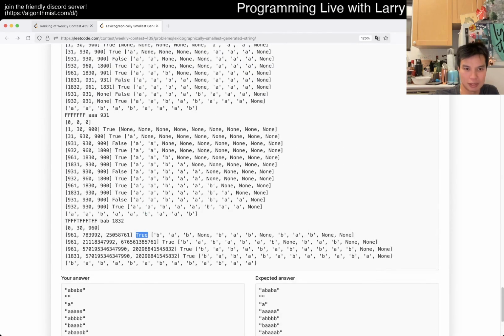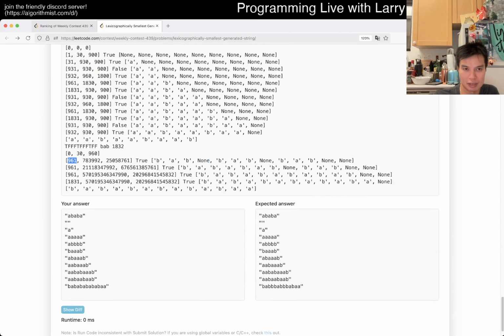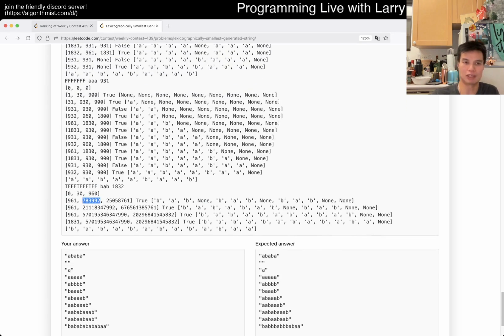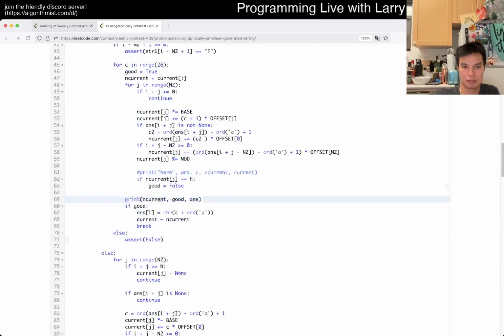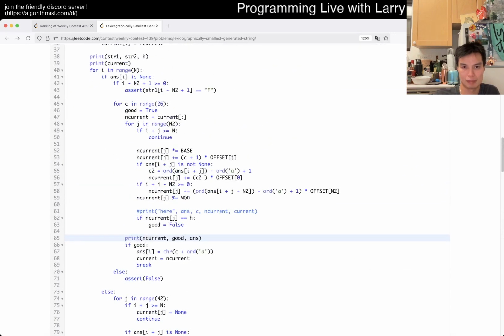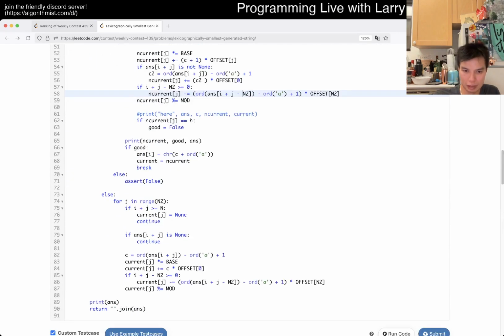What is the input again? Oh, true, false, false. So it's trying to find it for this one. And it thinks A is fine. ABA is fine, but BAB is not. But BAB, I'm doing this, so that's just really funky. Yeah, is the shifting and adding? Okay. This as well.